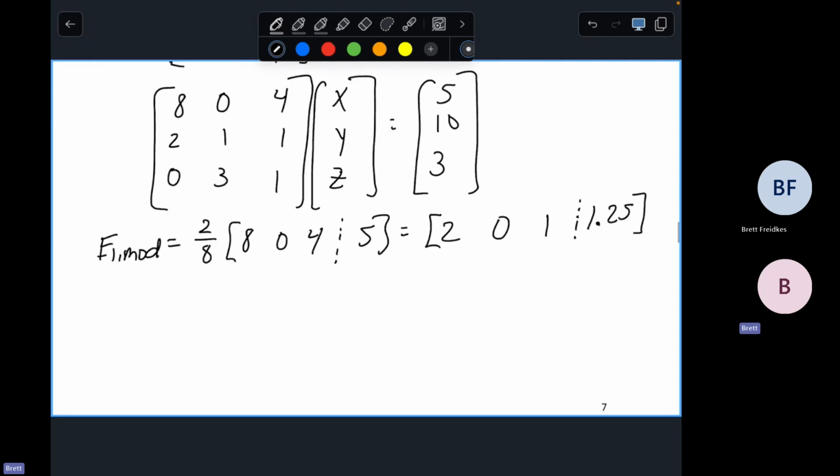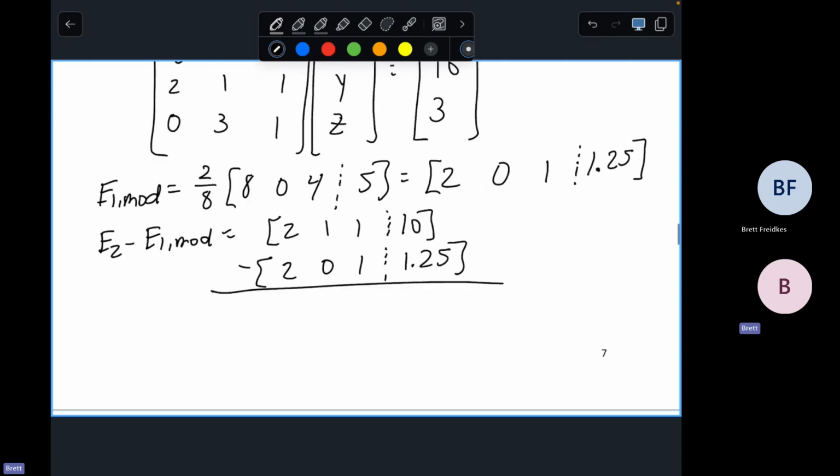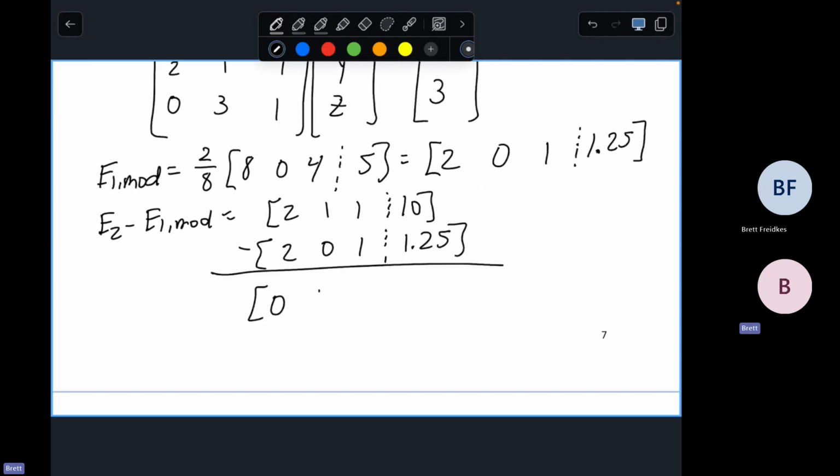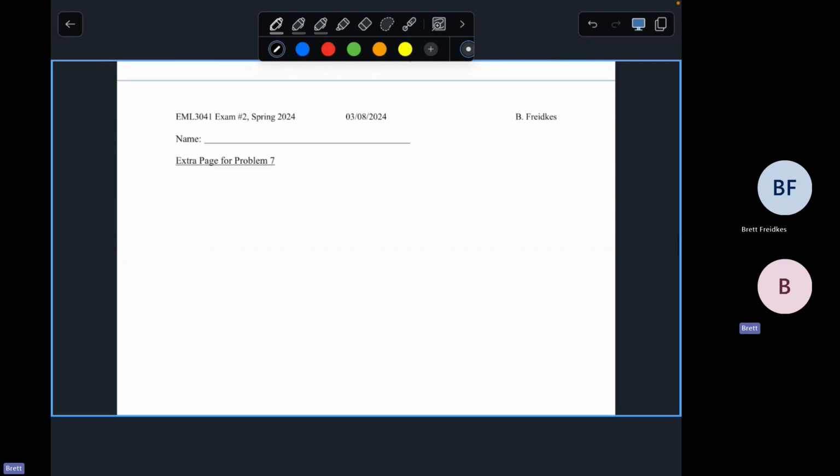So that's our E1 mod. What we'll do is subtract that from E2. So that will be 2, 1, 1, 10 minus 2, 0, 1, 1.25. So what do we get? 0, 1, 0, 8.75. Is that okay? Again, I'm writing really big. I even have an extra page here.